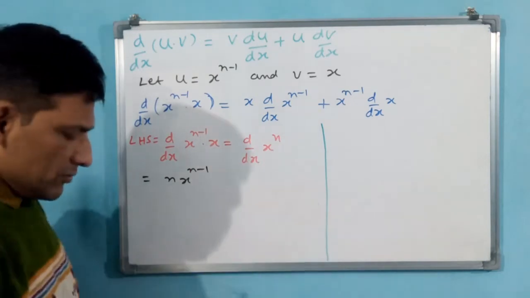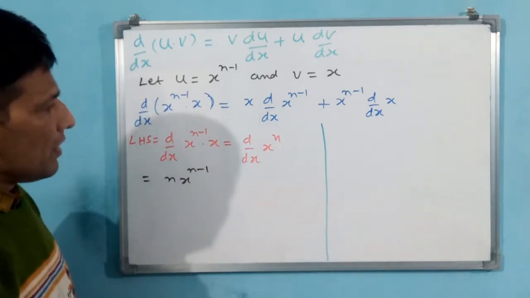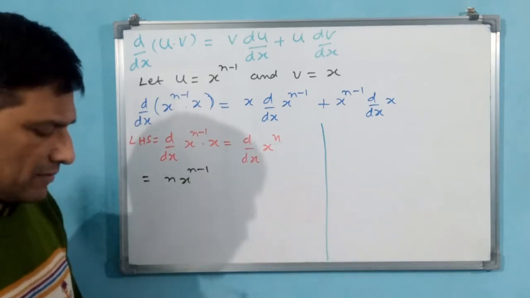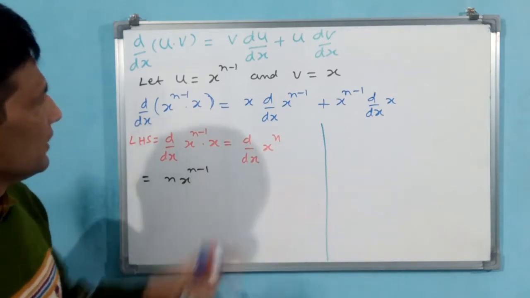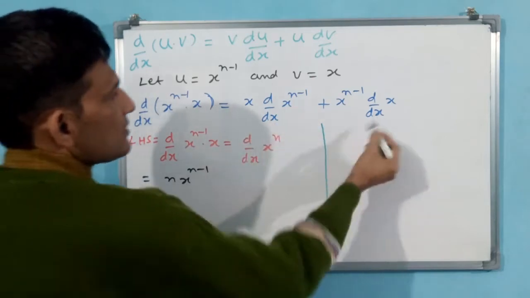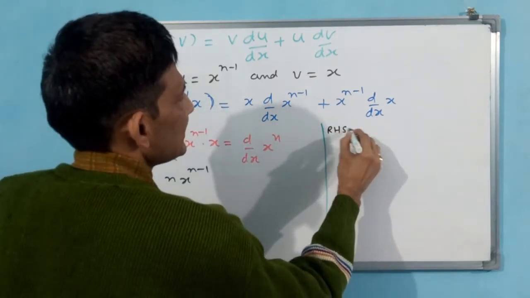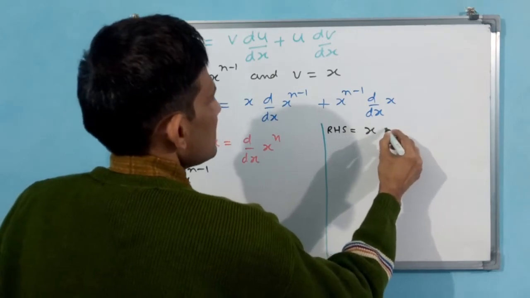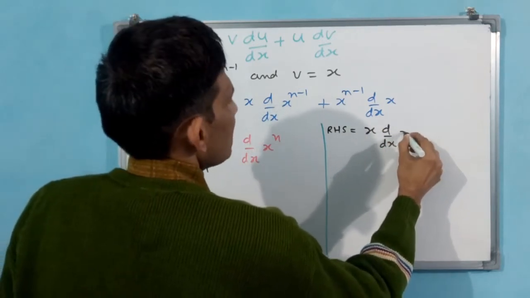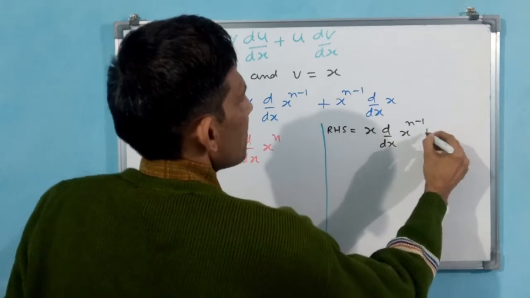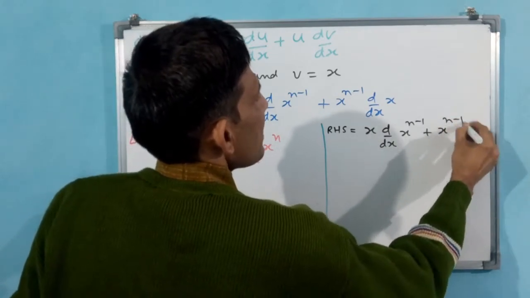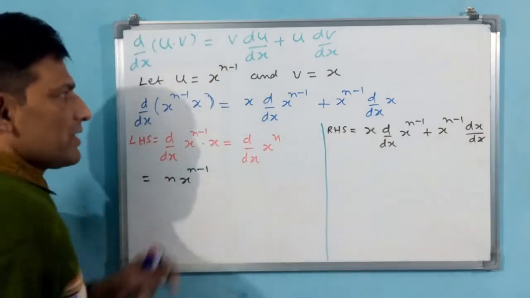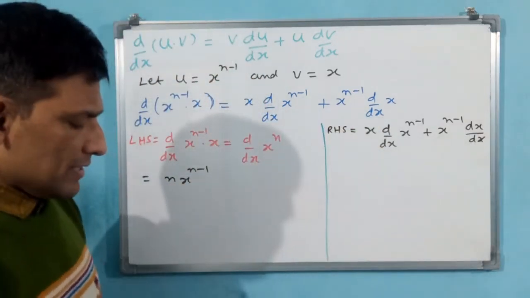Let us write RHS also here. I think space is enough. You see what I am writing. RHS, these two you have to do. RHS is equal to x into d by dx of x power n minus 1 plus x power n minus 1 into dx by dx. First I have written the same. Now we will do it down, at the bottom.